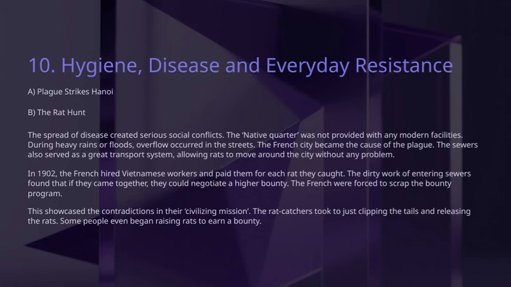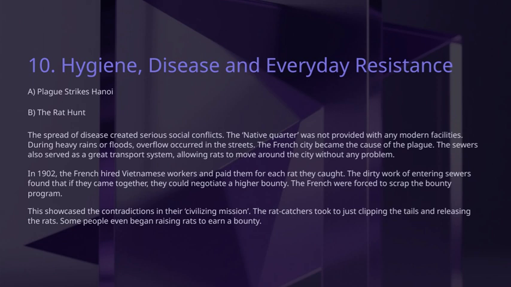This slide highlights the contradictions in their so-called civilizing mission. The rat catchers, instead of eradicating the problem, were just clipping tails and releasing the rats back into the streets. Interestingly, some people even started raising rats themselves to earn a bounty. In 1902, the French hired Vietnamese workers and paid them for each rat they caught. Because the sewer work was so dirty and dangerous, these workers soon realized that if they teamed up, they could negotiate a higher bounty. As a result, the French had to scrap the bounty program.